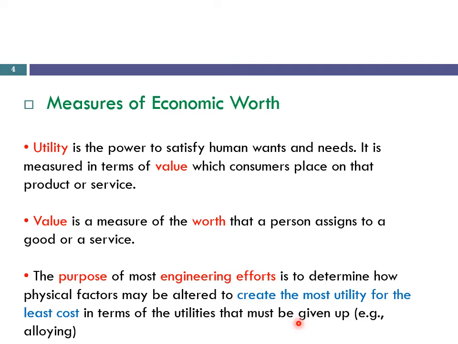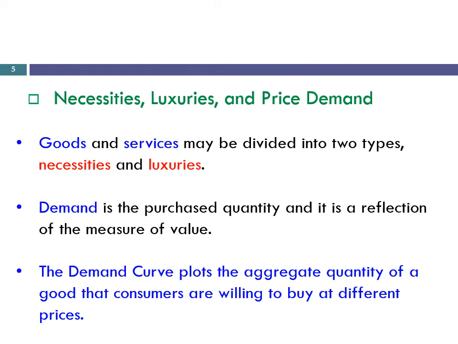So what happened? By these engineering efforts, the utility of the item is increased. We created a higher utility, and of course, while creating this higher utility, we want to do it at the least possible cost. We can also divide these goods and services into two categories. Basically, we can say that these goods or services are a necessity for you or a luxury for you.